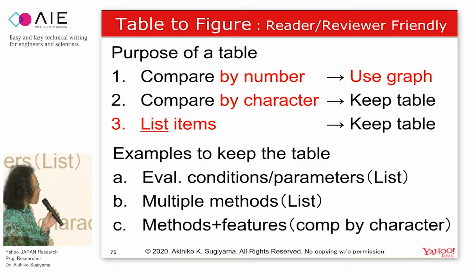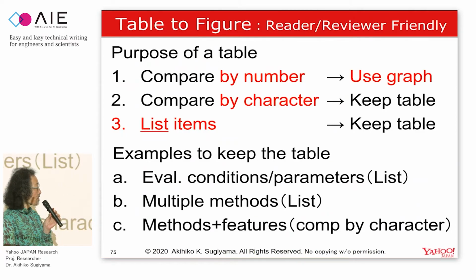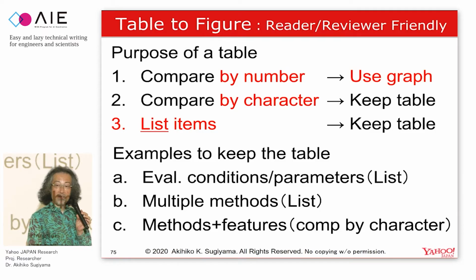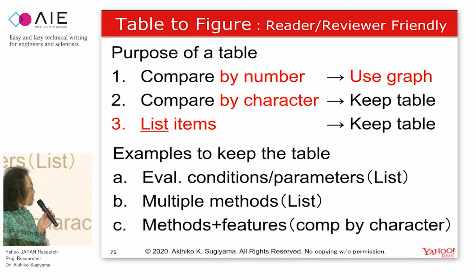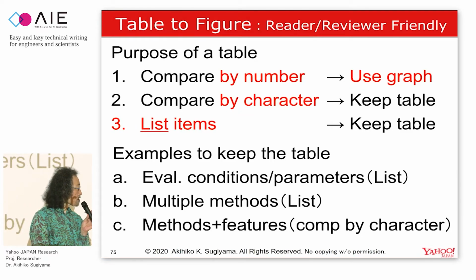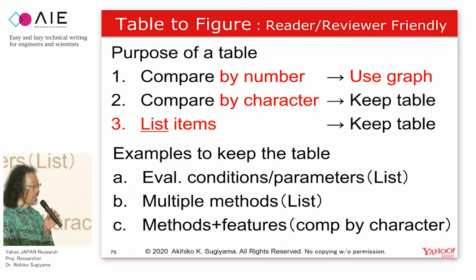So here are some examples to keep the table. It's a repetition. Evaluation conditions by listing items or parameters. So this is number 3 case. Multiple methods, it's also number 3 case. And methods plus features, comparison by character, example. So in these cases, it's okay to keep the table, but otherwise always think about converting it into a figure.